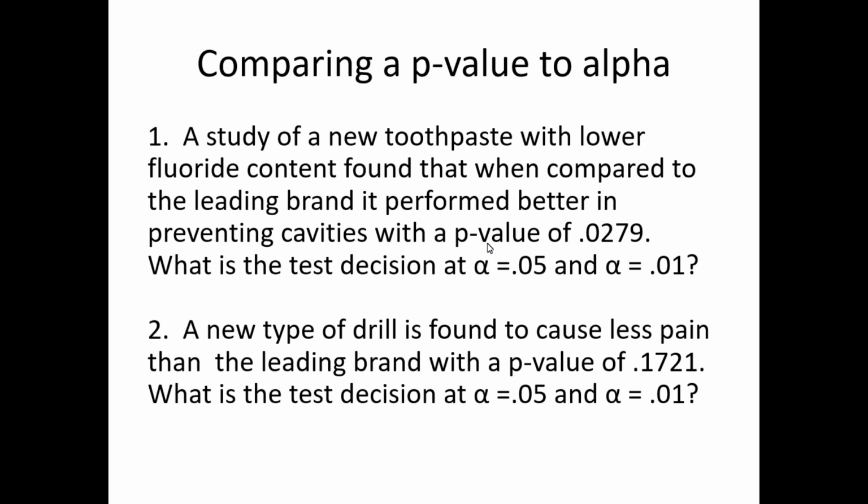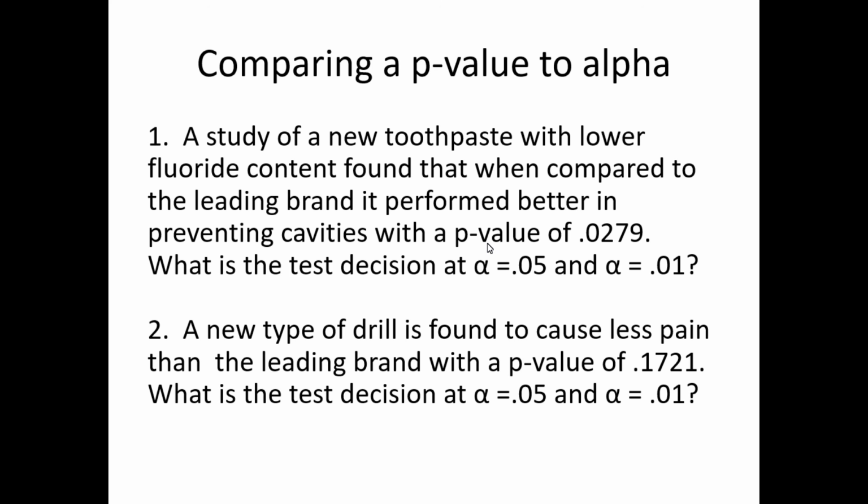For that reason, at an alpha level of 0.05, we would publish our findings and say, yes, this is better at preventing cavities. But if we'd said we need to be 99% sure and set our alpha at 0.01, when we did the statistical study and found out that we were only 97.2% sure, we couldn't publish and say we're 99% sure of this outcome. So if we're reporting a p-value of 0.0279, it means that we can reject the test at 0.05, but we have to fail to reject at 0.01.